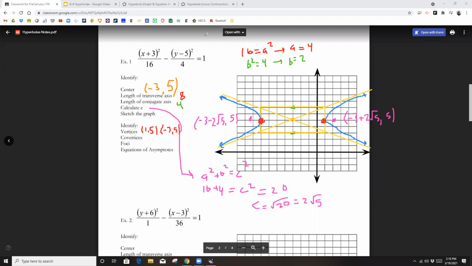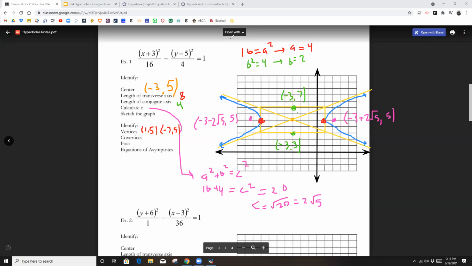All right, the co-vertices, they're right here and here. So I'll draw that since I have room right in the graph. The center was at -3, 5. So you take the center, and since it's up and down from the center, we add b, which was 2, to the y coordinate in the center. So 5 plus 2 is 7. So it's at negative 3 comma 7. All right, and then 5 minus 2 is 3. So it's negative 3 comma 3. And we got our foci already.